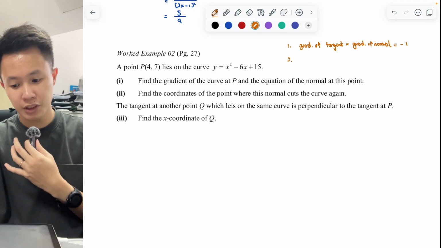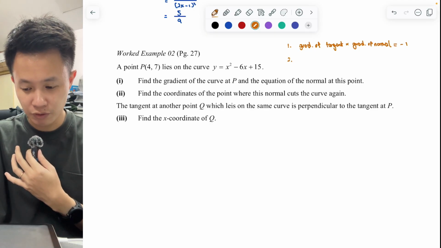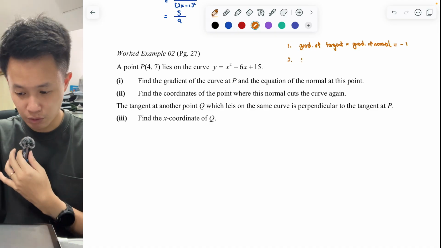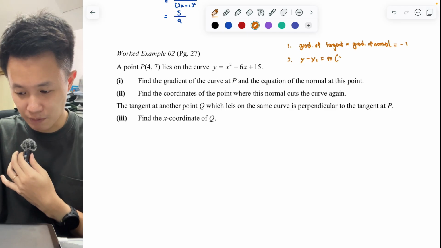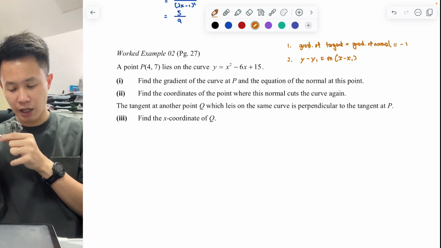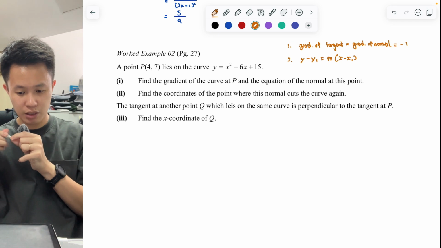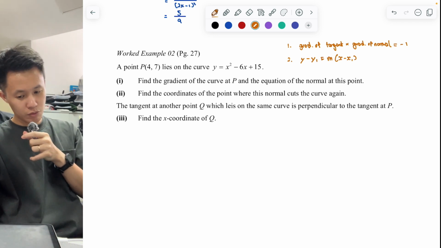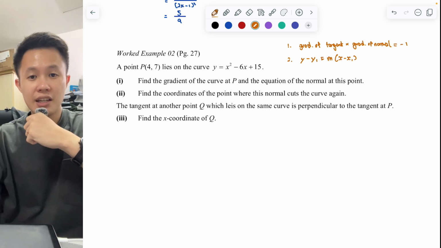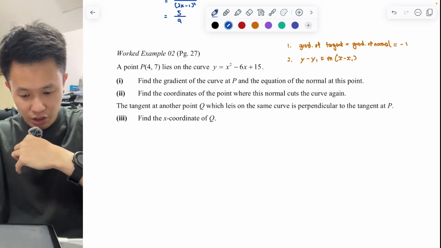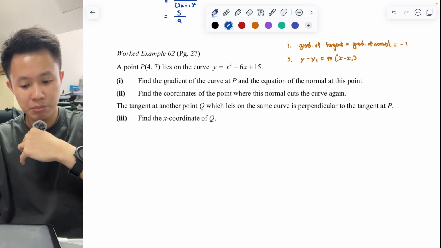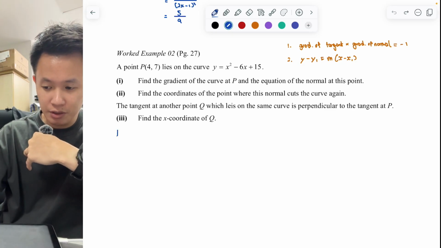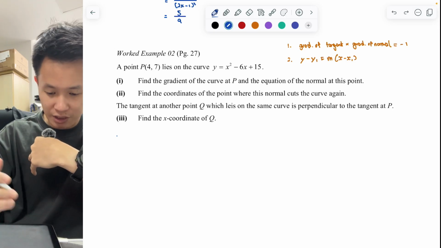The second key concept would be to find the equation of a line. A very standard one would be y minus y1 equals m times x minus x1. These are things we can use to figure this out. Differentiation helps us because it easily finds the gradient. In this question, I have a point P that lies on this curve, and I want to find the gradient of the curve at P. Very simply, all I need to do is differentiate the curve first.